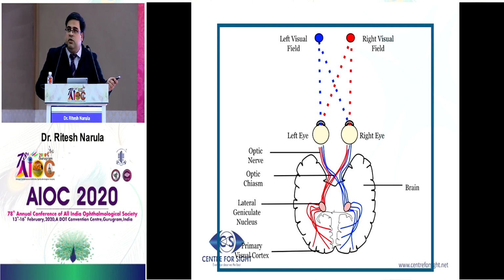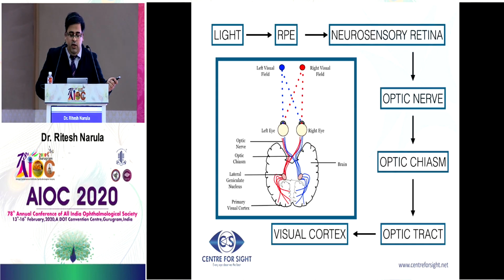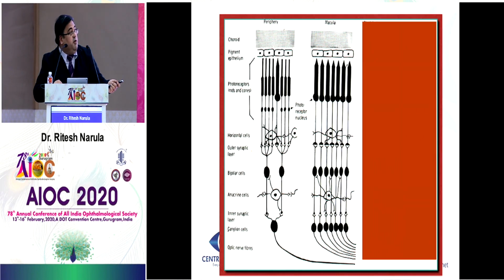which is typically our visual pathway, how the light flows through our eye to the brain. This is typically what happens. Light falls on the RPE, goes through the neurosensory retina, optic nerve, chiasm, tract, and into the visual cortex. Within the retina, this is what the anatomy looks like. You have the RPE, the macular area, and the periphery. The macular area has all the cones, the periphery has rods and cones, going on to the bipolar cells and to the ganglion cells. Herein again the macular area.